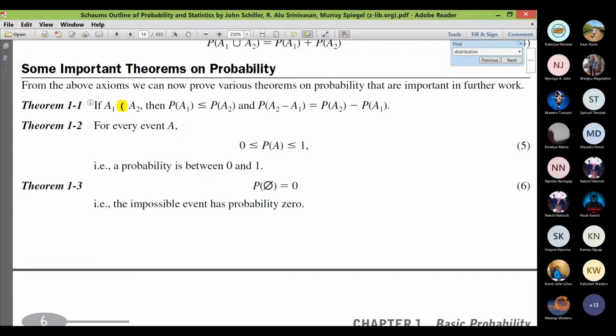So if A1 is less than or equal to A2, then also the probability of A1 should be less than or equal to the probability of A2. So this is a property you need to keep in your mind.